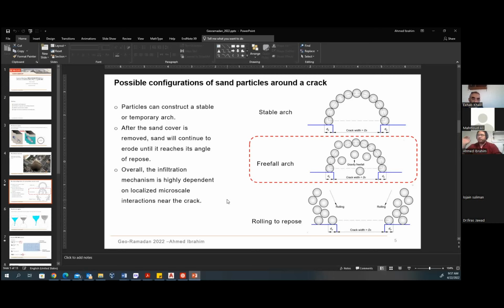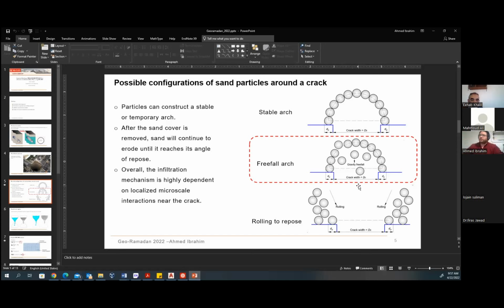And now, to give you a perspective, we are talking about things in order of millimeters, right? While the system itself, the bigger picture we're looking at, is meters, maybe tens of meters, right? And eventually, one of the flow regimes that we can have is when there is no sufficient soil cover or sand cover above the crack. So particles will simply just roll until they reach their angle of repose.